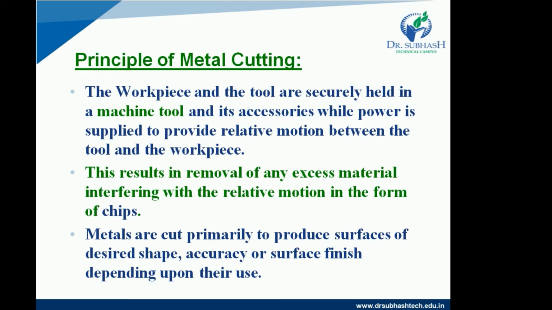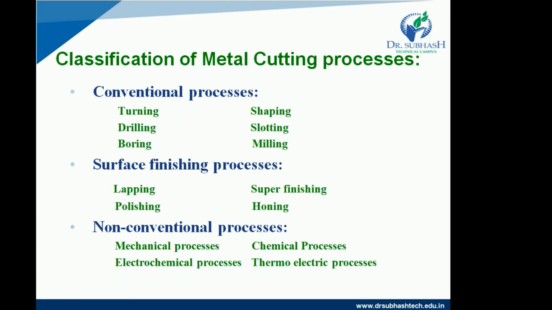In this process, the result is removal of any excess material interfering with the relative motion, in the form of chips. Metals are also cut primarily to produce different types of surfaces, the desired shape you want to give to a workpiece. Accuracy of the surface finishing also depends upon their use, which type of use we want. So this is the principle of metal cutting.